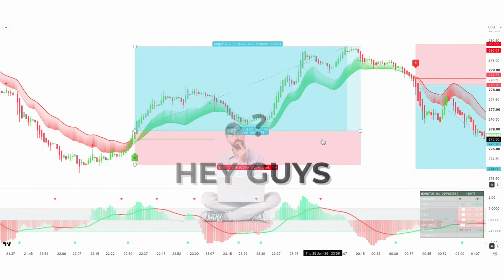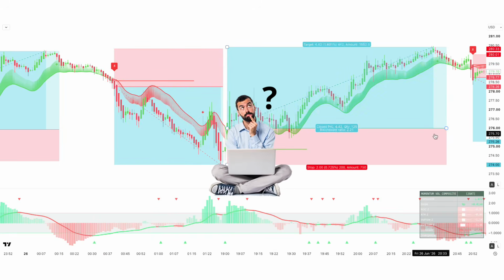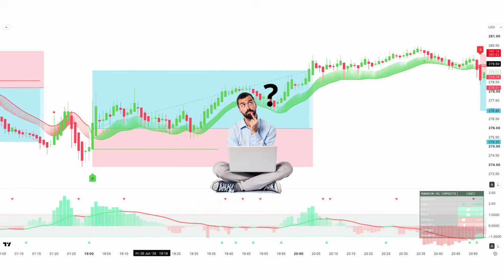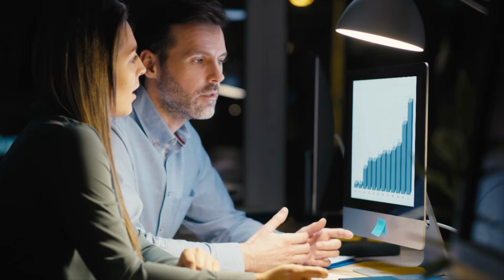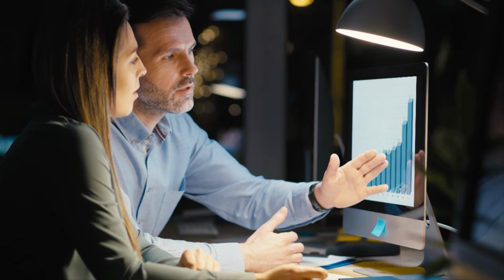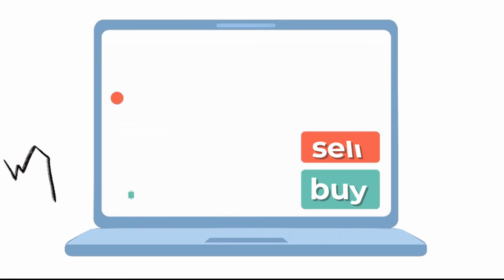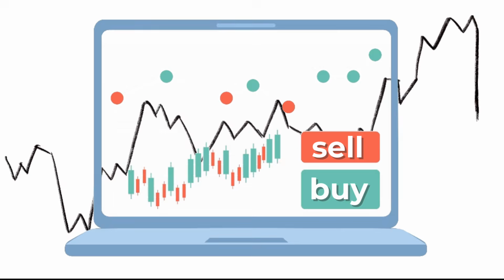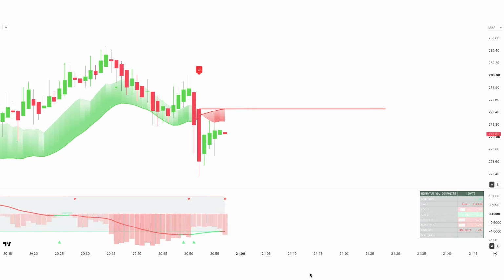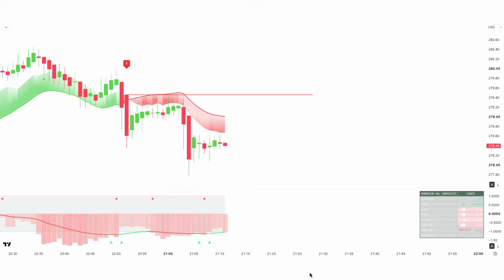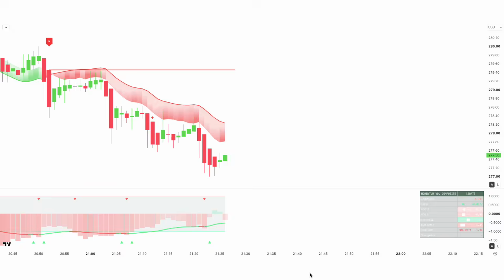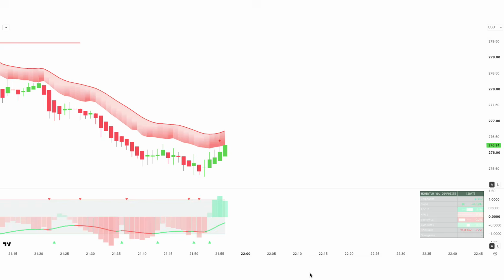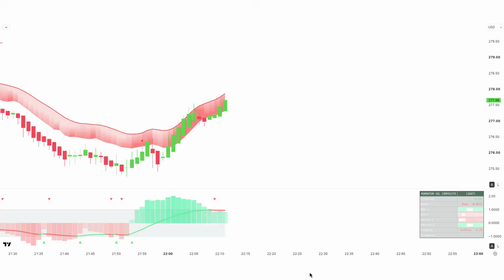Hey guys, what if you could identify potential market reversals with greater confidence instead of reacting after the move has already happened? In today's video, I'm going to show you a new TradingView indicator that helps highlight important reversal zones using clear visual signals and a structured approach. This isn't about predicting the future or promising guaranteed winning trades. It's about understanding market behavior, waiting for confirmation, and making more informed trading decisions.